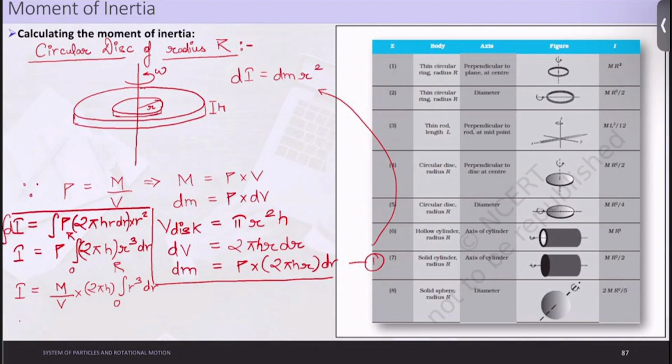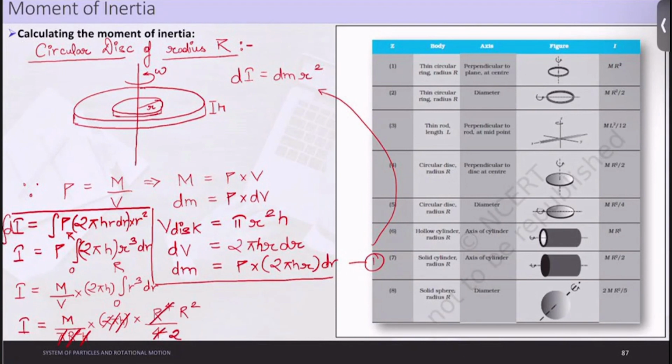Correct? So now in the place of capital V, I can write pi r square h, that is the complete value of volume, into 2 pi h, right? If you see this equation clearly, integration of r cube dr is nothing but r to the power 4 by 4. And as it is going from 0 to r, I can directly write it as r to the power 4 by 4. Right? Let us eliminate the things that are not required here.